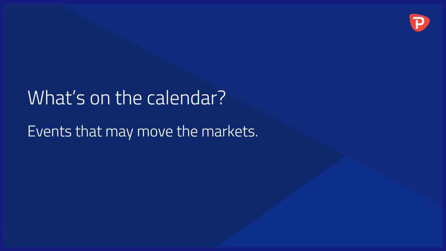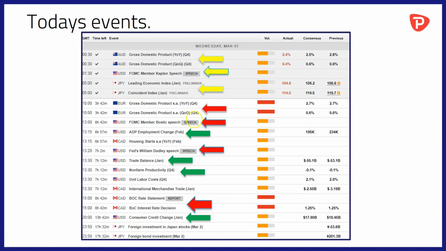Right, what's on the calendar? Events that may move the markets today. A pretty compact but at the same time busy calendar, so let's crack on and look at what data we've had so far. Earlier this morning we had GDP data for Q4 out of Australia. We'll come to that momentarily, but this was referenced in yesterday's RBA interest rate decision. We've also had the first of the day's central banker speeches, this time at 1:30 GMT from FOMC member Kaplan. We also saw out of Japan at 5 AM GMT leading index and coincident index data for January. Figures are here. I will look at that again in a bit more detail momentarily.